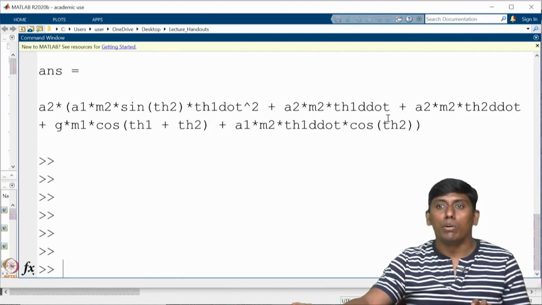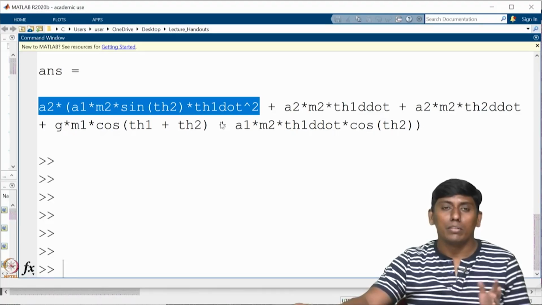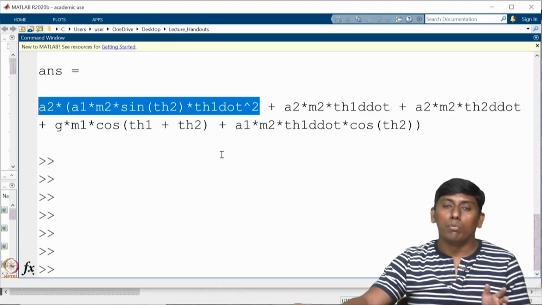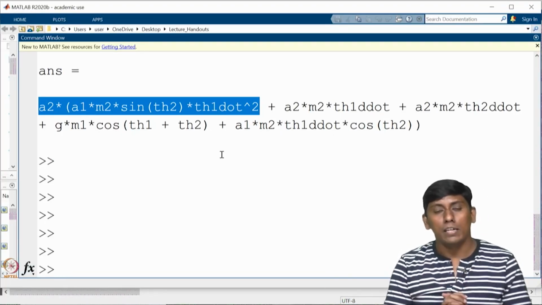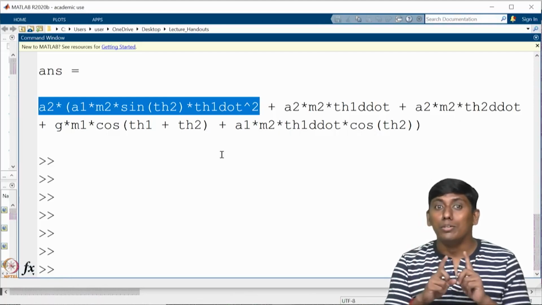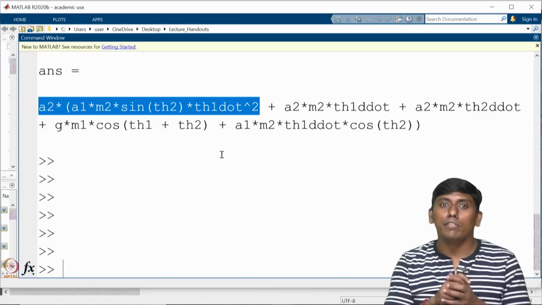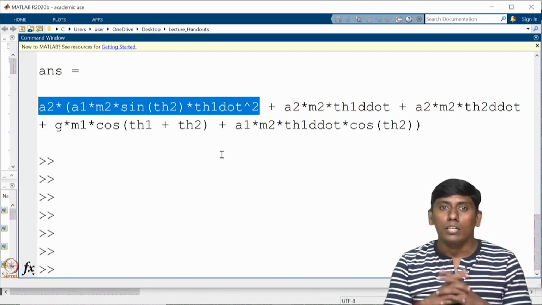Here you can see only the centripetal term is coming, which is A1, A2, M2 sine theta 2, and the gravity term is also coming. So that is what you obtain. In the sense, both formulations are giving the same result. But from a computational perspective, and I am not even talking about numerical computation, I am saying even when you are deriving the equation of motion in symbolic form, personally I felt that Newton-Euler is much more flexible.